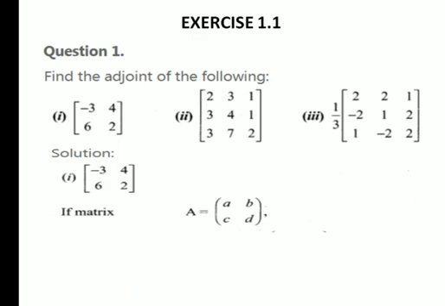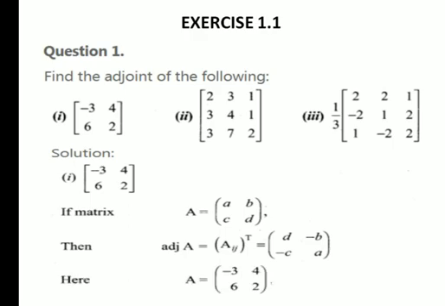To find the adjoint of matrix A, if it is a 2 by 2 matrix, you interchange A and D, and you change the sign of C and B. Here A equals -3, 4, 6, 2. So the adjoint of A equals 2, -4, -6, -3.